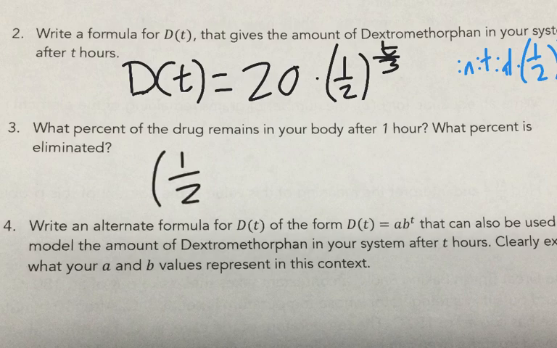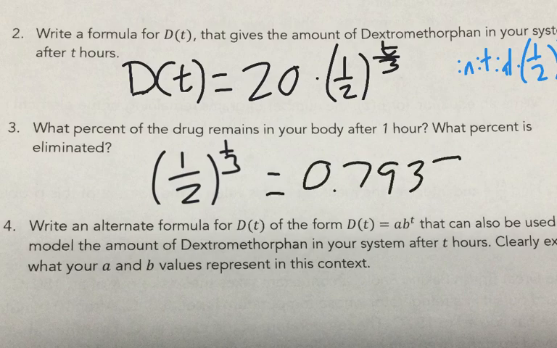So think about just this portion, 1/2 raised to the 1/3, right? Because this tells me how much of the way we are to getting this half done. So if you put that in your calculator, 1/2 raised to the 1/3, you should get 0.7937. Which means this is the amount that's still remaining. 79.4% remains, which means 20.6% has been eliminated.